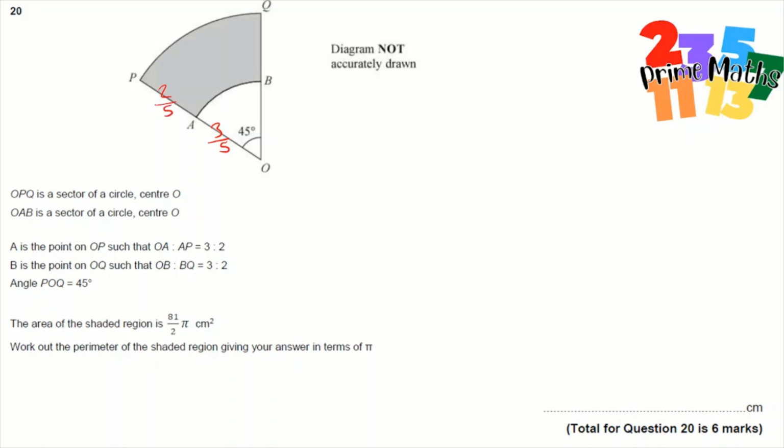It tells us straight away that the area of the shaded region is 81 over 2 pi, so we know that 81 over 2 pi is equal to the area of the entire sector, which is 45 360ths of pi times r squared. Take away the smaller sector, which again is 45 360ths of 3/5 of the radius squared times pi. I can simplify this slightly.